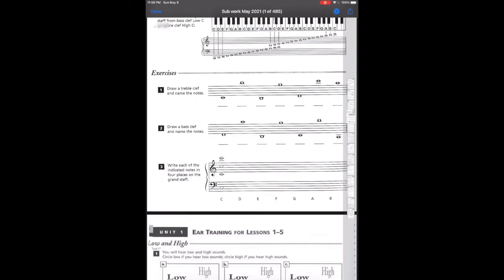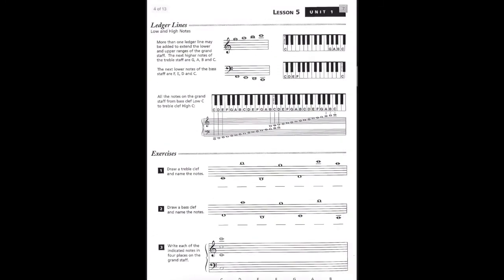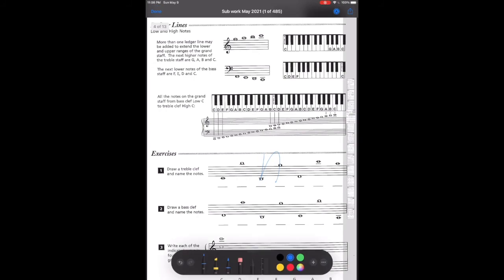It says write each of the indicated notes on the staff. Oh, it took my pen away. That's bad. Why'd you take my pen away? Don't take my pen away. That's interesting.